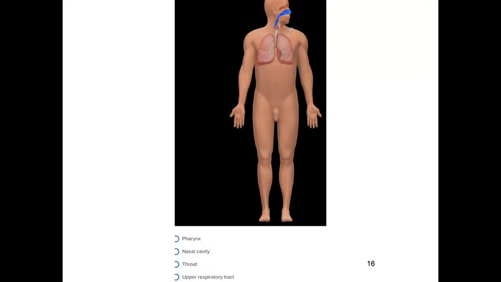Okay, now it's pointing to this blue structure here. Remember before I said everything up here is the upper respiratory tract, and then everything from this point down is the lower respiratory tract. So we see upper respiratory tract is the best answer for this. Okay.